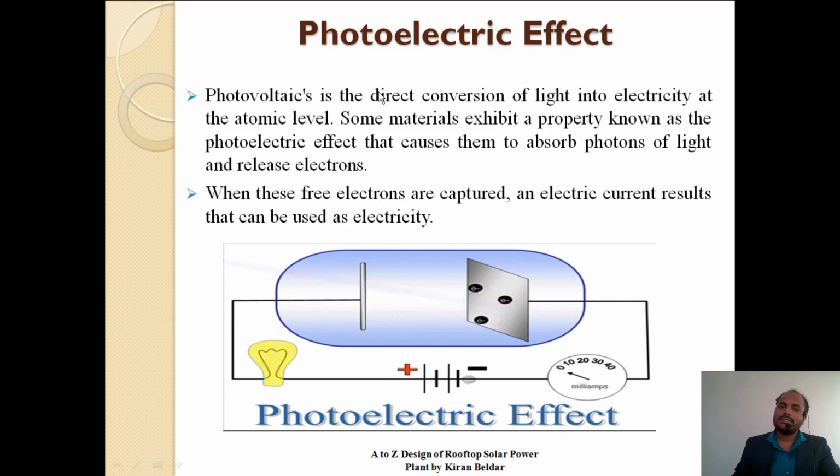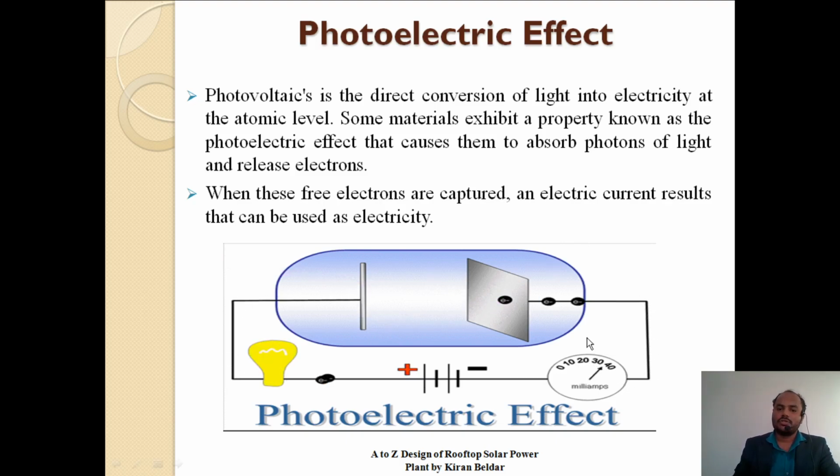A photovoltaic is a direct conversion of light into electricity at the atomic level. Basically, it converts the photo or light energy into electrical energy. Some materials exhibit a property known as the photoelectric effect that causes them to absorb photons of light and release electrons. When these free electrons are captured, an electric current results that can be used as electricity.